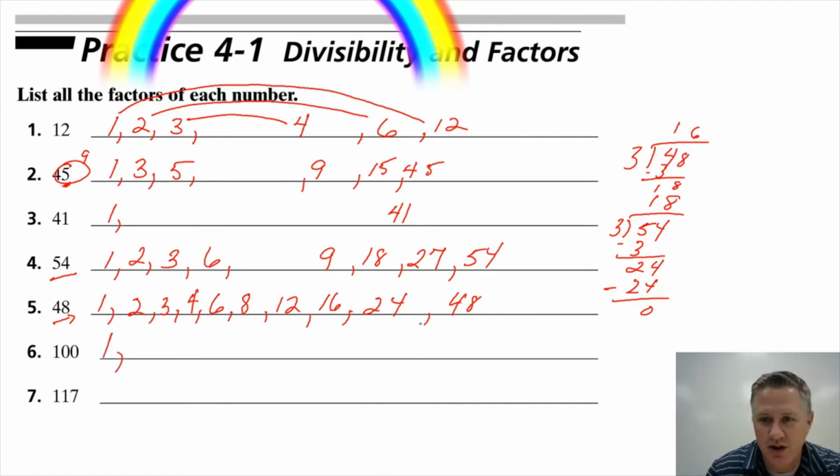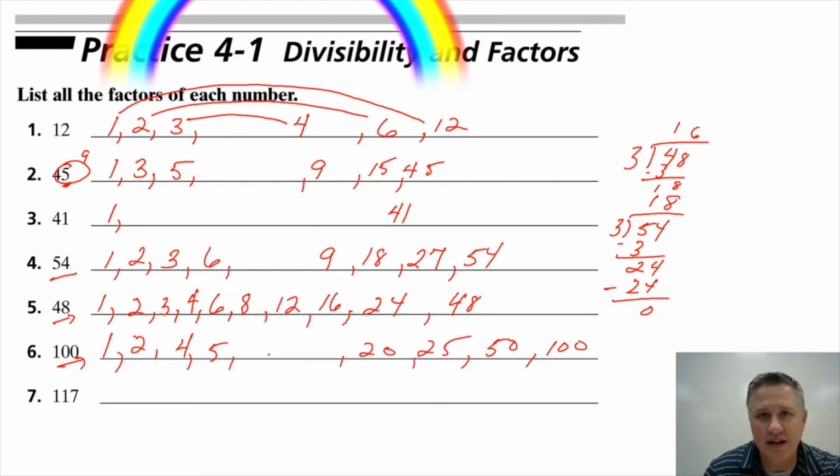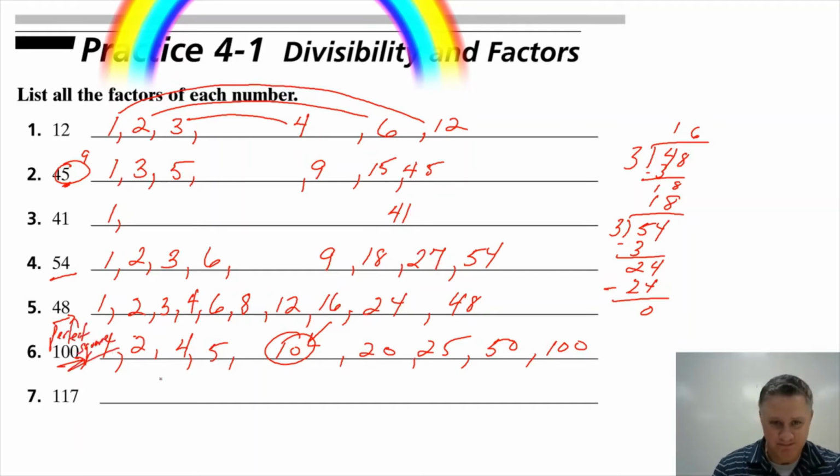All right, 100. 1 and 100, we know that. 2, half of that is 50. 3, no, the sum is only 1. 4, yeah, 4 quarters, right? Makes 100 cents. 5, yes, 5 and 20. 6, no. 7, 8, 9, no. But 10 times 10 works. And this is the first time that we have a number times itself equal to the product 100. This is called a perfect square because we have a number times itself that will equal that.